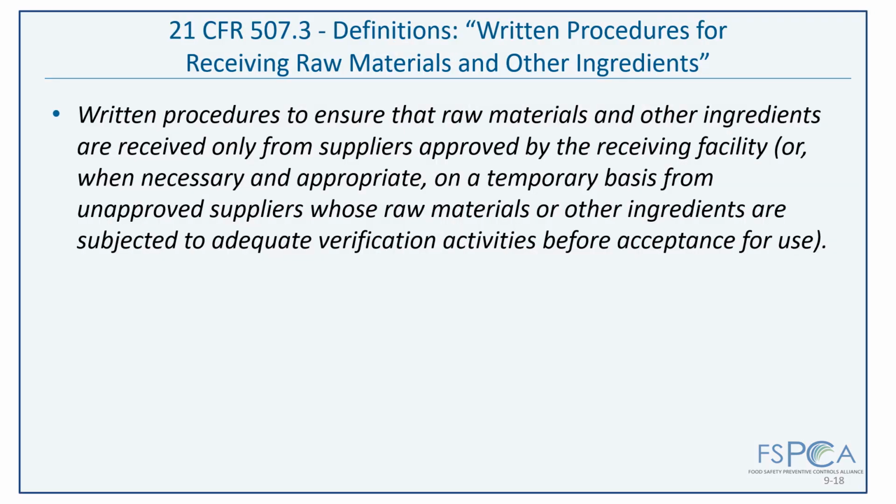Here's the definition of written procedures for receiving raw materials and other ingredients. So what does that actually mean? What does that look like? Written procedures to ensure that raw materials and other ingredients are received only from suppliers approved by the receiving facility, or when necessary and appropriate on a temporary basis from unapproved suppliers whose raw materials or other ingredients are subjected to adequate verification activities before acceptance for use.